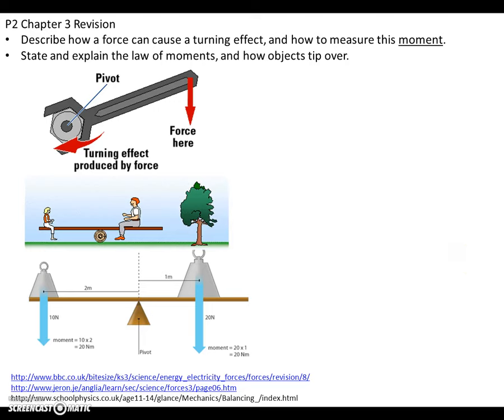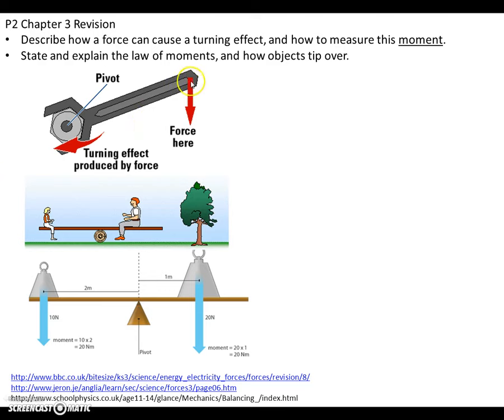So the last bit in this topic is how force can cause turning effect and how we measure what this is called, which is called a moment. Very simply, any force applied to an object which is attached to a pivot, a non-moving part, will cause a turning force. Here we've got a nut which we want to rotate about the center. If we try to turn a nut just by holding it with our fingers, it's very, very hard to do. If we put a spanner around it and apply the force further away, it's easier to turn the nut.